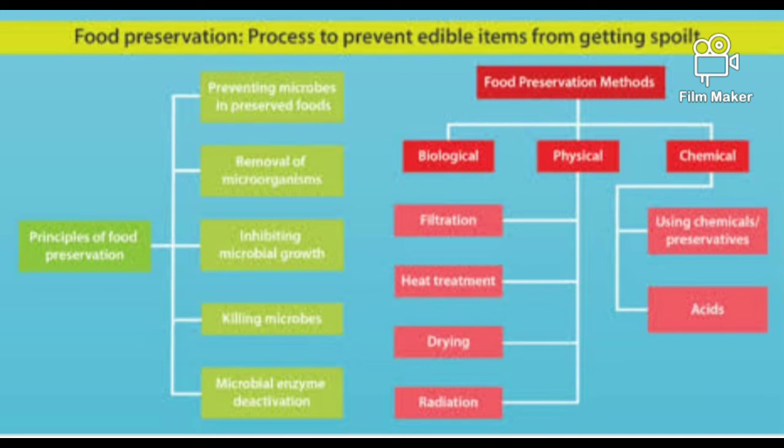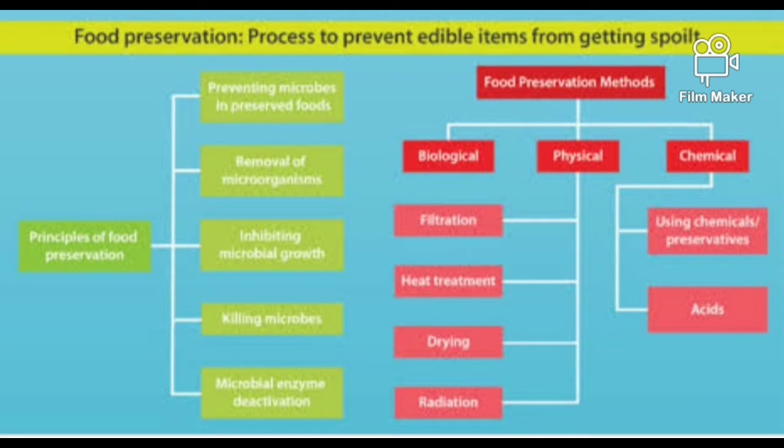Food preservation methods. This food preservation method is done by 3 steps: biological, physical and chemical. Physical includes filtration, heat treatment, drying and pasteurization. Chemical, using chemical preservatives, acids.